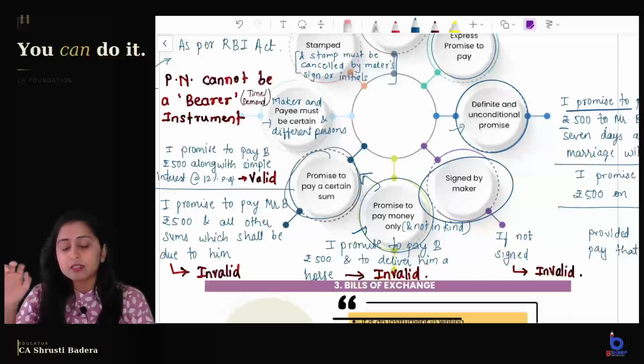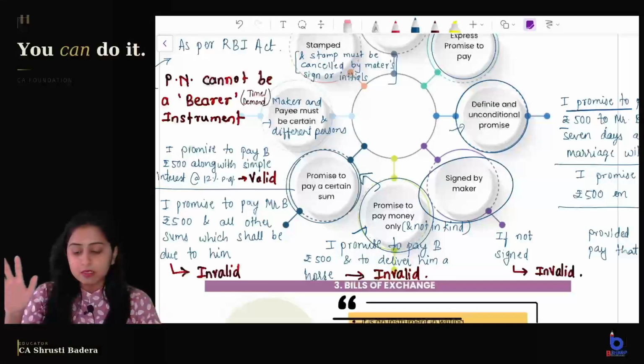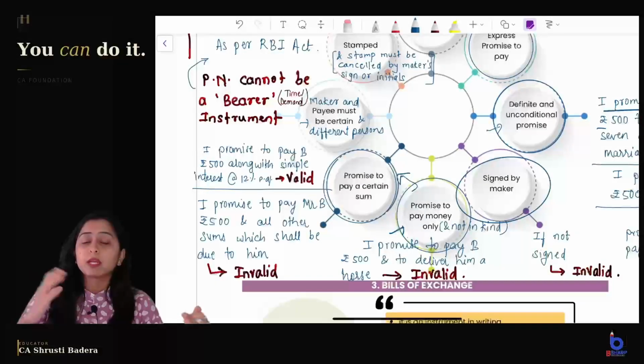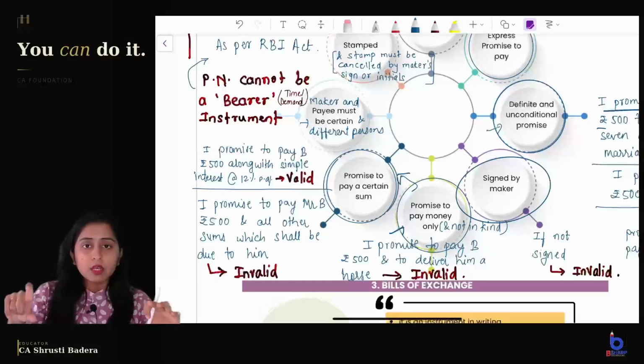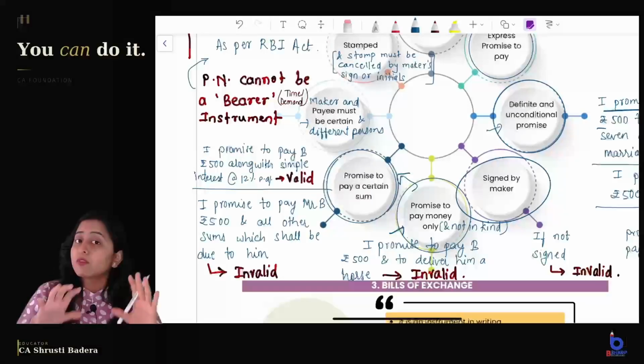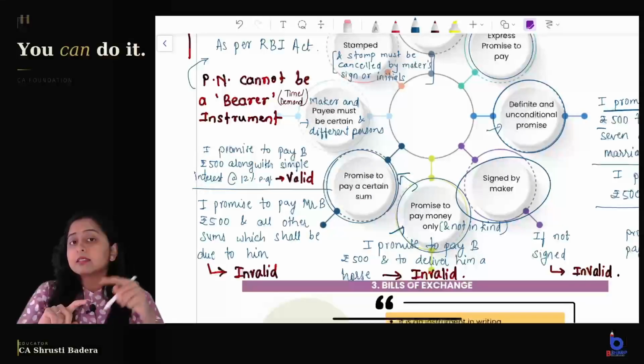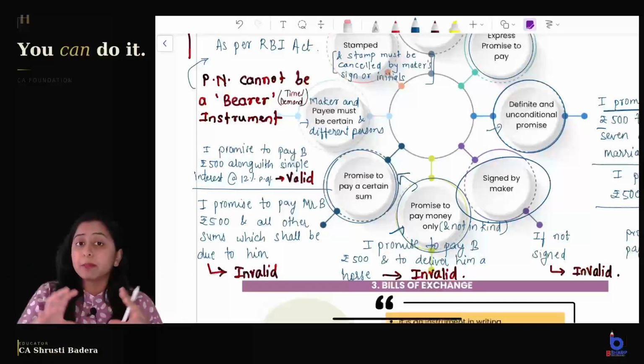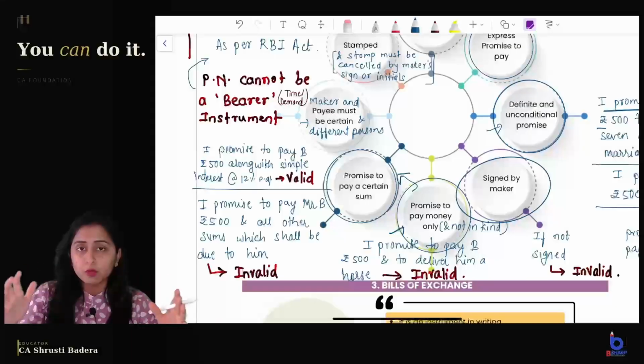Promise to pay a certain sum of money. Now there are two examples. I promise to pay Mr. B rupees 500 and all other sums which will become due to him. Here the amount is uncertain, right? It is an invalid promissory note. I promise to pay Mr. B rupees 500 along with interest at the rate of so and so percentage. In this case, the amount can be calculated, so it is a certain sum of money. It is a valid promissory note.